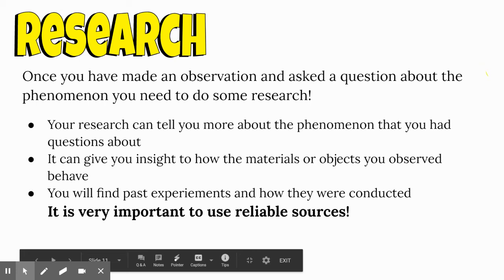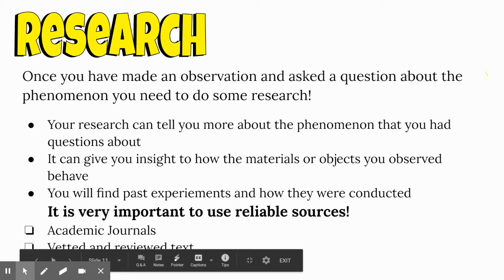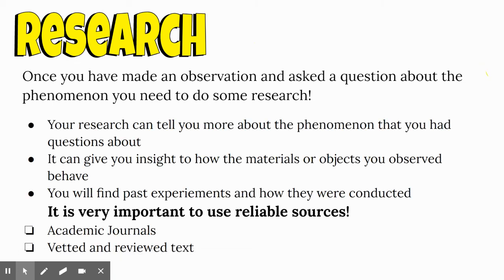One thing that's really important when you're doing research is that you're going to find past experiments and how they're conducted. But it's really important that you find things that are reliable. There's lots of resources out there for you to use. We just need to make sure that they're reliable. Unfortunately, Wikipedia isn't that reliable because anybody can go and edit it. Most of the time, the stuff on there is pretty good, but that's not something you want to really depend on. So use things like academic journals and vetted and reviewed texts, like textbooks from companies that have editors and scientists and doctors and people who are in that field reviewing it and giving their input to what they saw in the book.